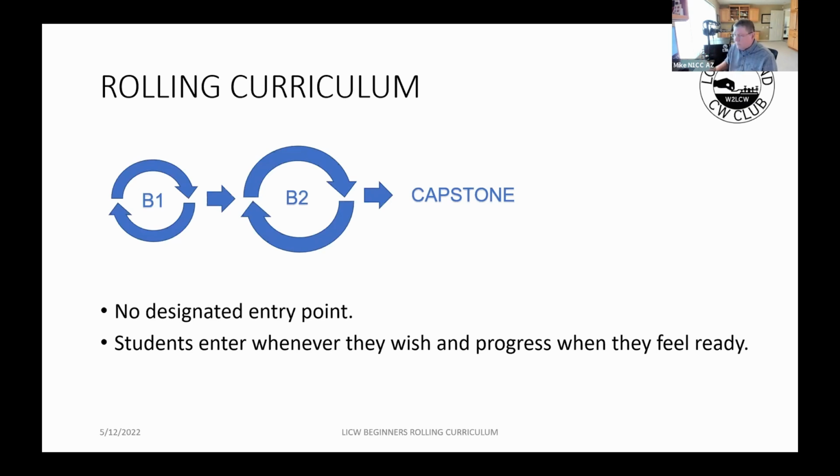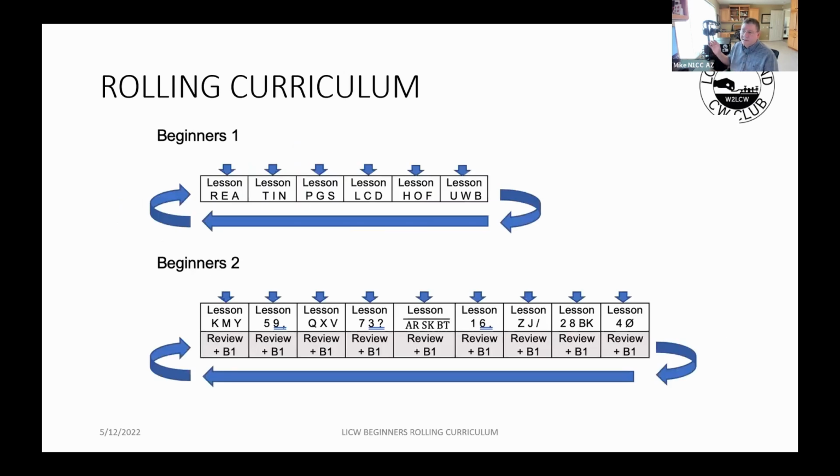If we take a little deeper look, we see that beginners one is comprised of six lessons in which we introduce 18 characters at a very relaxed pace. Beginners two picks up the pace in nine lessons, introducing 24 additional characters. And even though those are standalone lessons, we bring forward all the characters from beginners one. And thanks to the new QSO protocol character sequence, we can very tightly integrate QSO abbreviations and QSO protocol into the beginner's curriculum.